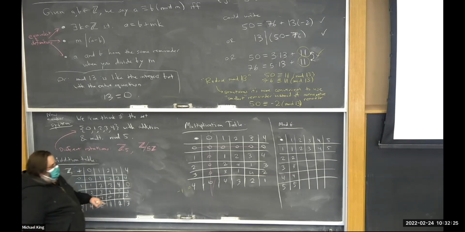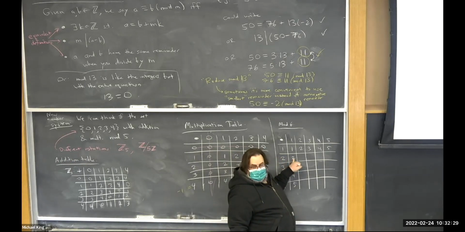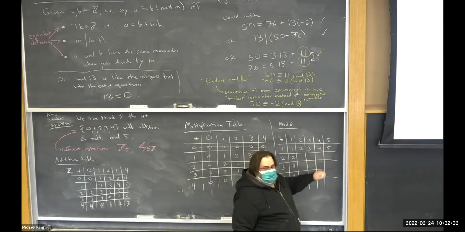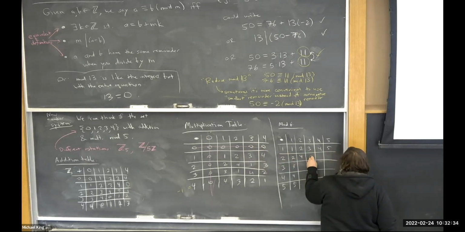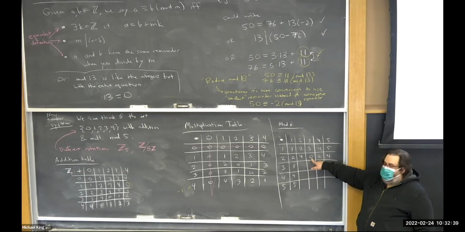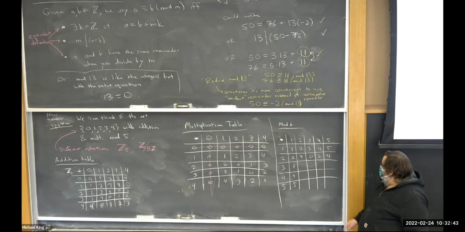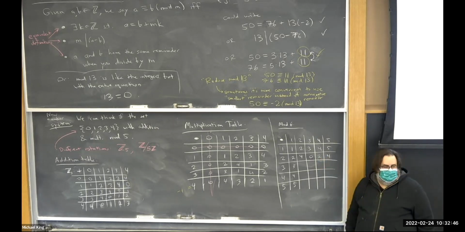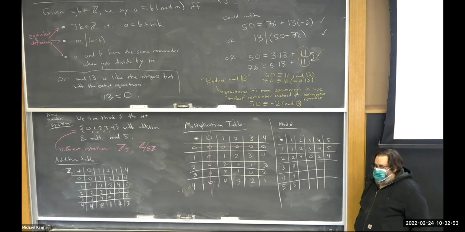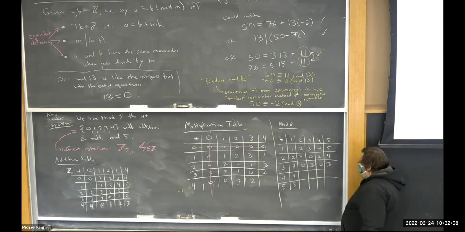So what did you get for the second row? 2, 4, 0, 2, 4. Yeah, 2 times 3 is 6, which is 0. 2 times 4 is 8, which is 2. 2 times 5 is 10, which is 4. What about the next row? Yeah, right. It's kind of goofy. You get some weird patterns here.